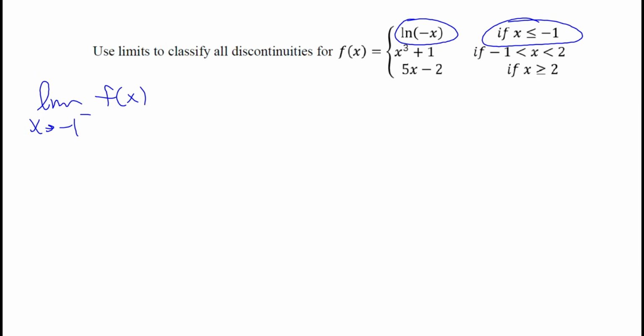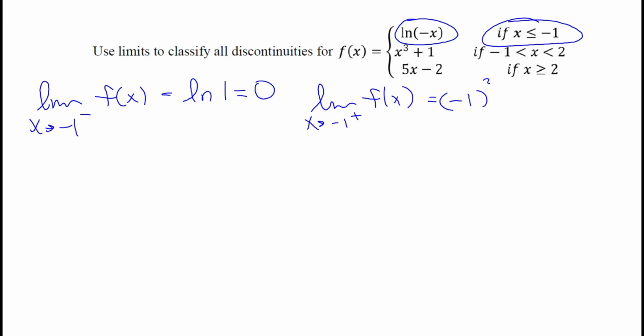So as we approach negative 1 from the left here, we just end up with the natural log of the negative of negative 1, which is natural log of 1, or 0. And as we do the limit as x approaches negative 1 from the right of f of x, negative 1 cubed is negative 1, plus 1 is 0.